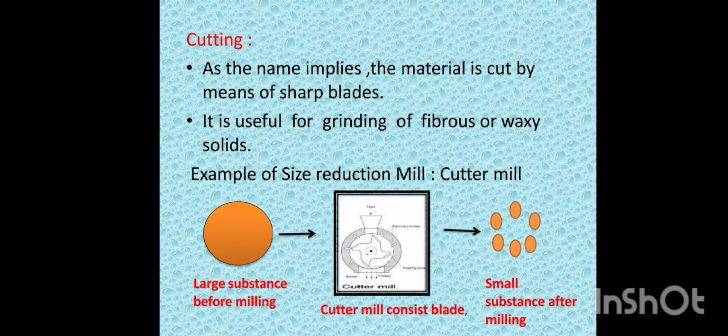The diagrammatic representation shows that suppose I have the larger substance, before the milling. I put this larger material into a cutter mill, which consists of large, sharp blades. Now the cutter mill cuts the larger pieces into smaller pieces and we obtain the small substance, after the milling. In the diagram, the orange shaded compound is considered the larger substance. It is put in a cutter mill consisting of blades. We obtain smaller droplet-like structures, smaller particles of substance, after the milling. This is called cutting.